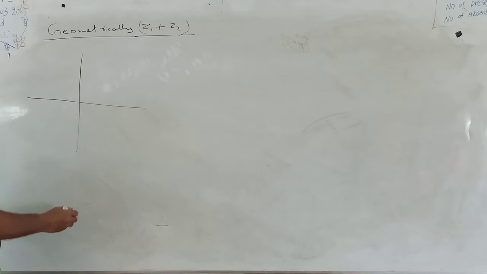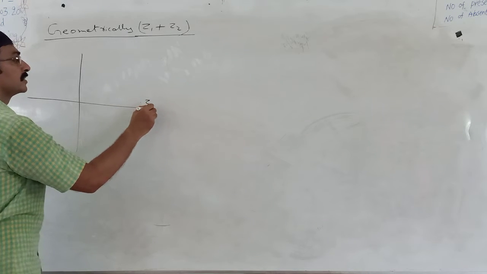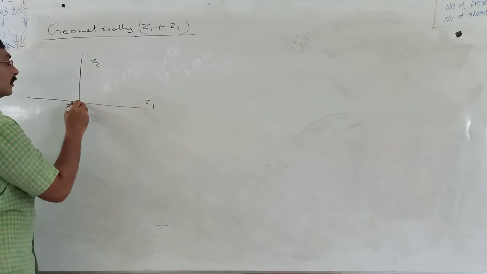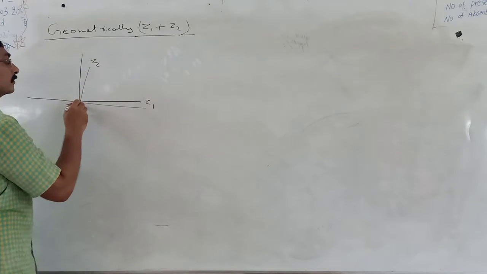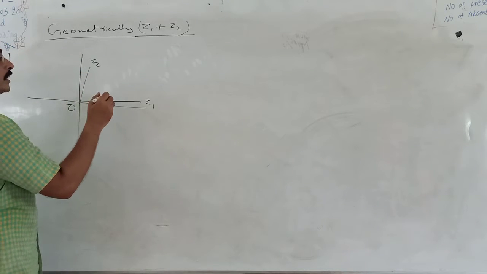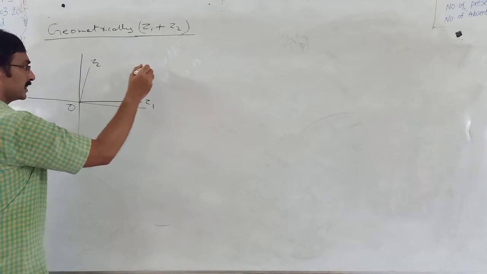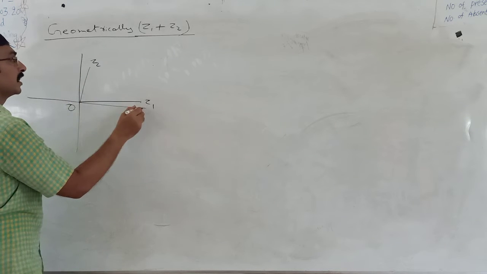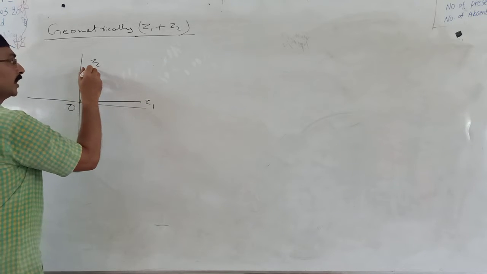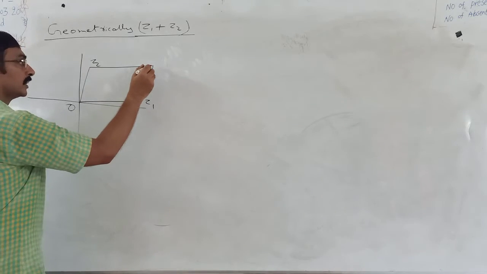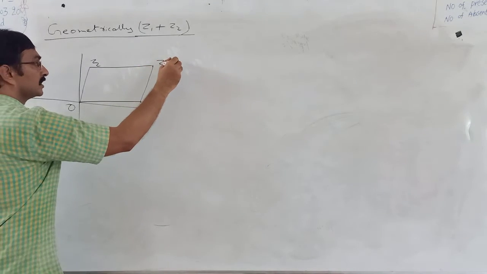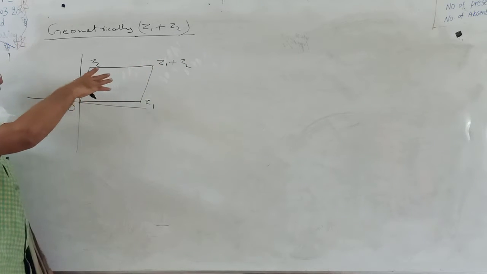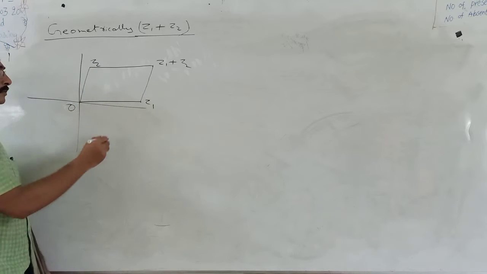Y-axis, x-axis. Suppose this is the position of Z1, this is the position of Z2. Take the origin. So now we have 3 points. If there exists a fourth vertex such that O, Z1, Z2 and that point form a parallelogram, then that one is automatically Z1 plus Z2. So this is the position of Z1 plus Z2 from the complex numbers Z1 comma Z2.